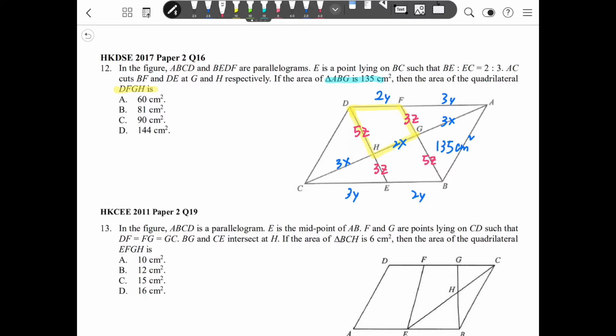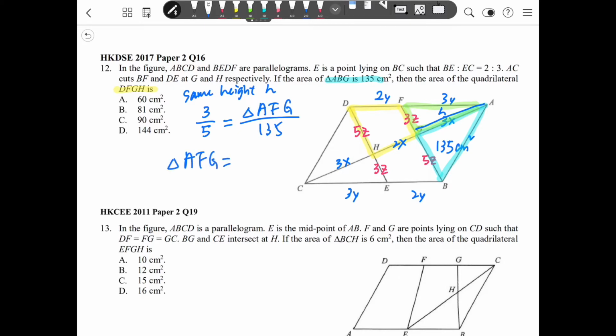And then how can we get from this area to the yellow area? We need to borrow one more area for this one. If I look at the green one, we can see the same base, the same height. So it's a same height problem. The height this time would be this h. Then we can say 3/5 would equal the area ratio, triangle AFG over 135. So this triangle AFG by calculator would be 81. So we got this area as 81.